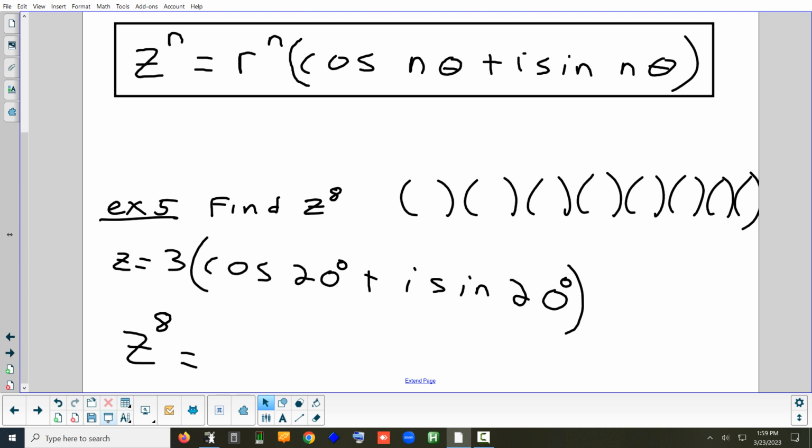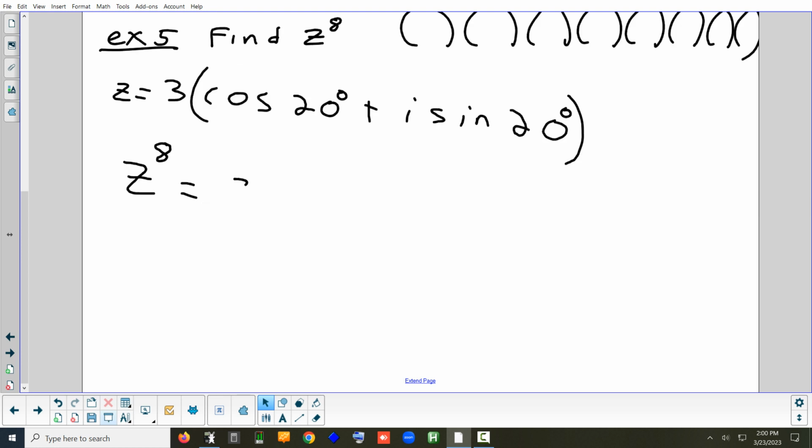What is my radius in the original problem? What's my radius? 3. And what power are we going to raise the 3 to get my new radius? 8. 3 to the 8th, that's not a huge number, so we're going to do that out. All right.